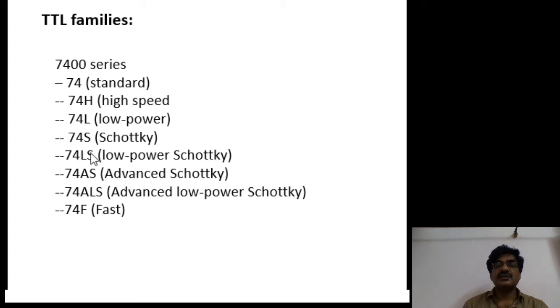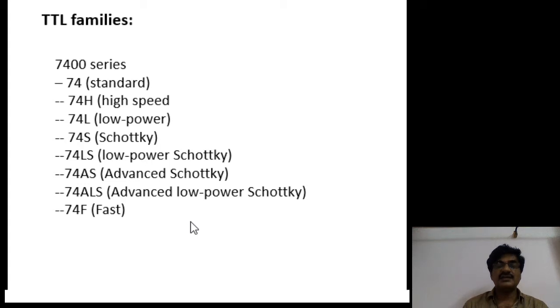If the notation is LS, it is low power Schottky. Low power means that the family uses very low power consumption. Then AS is advanced Schottky, ALS is advanced low power Schottky, and the notation F represents fast, a very fast logic family. Like that there is a subclassification under TTL.